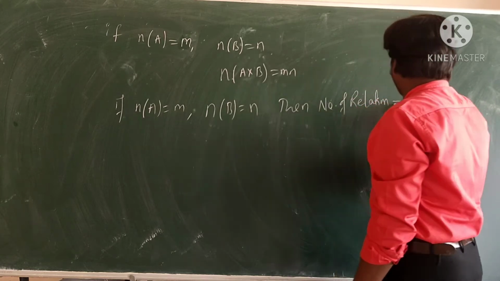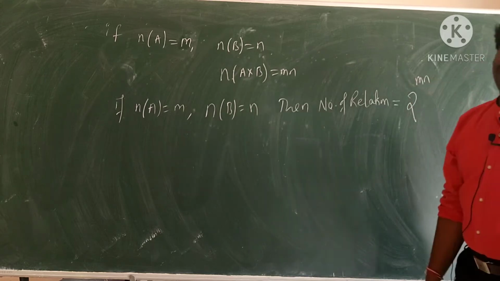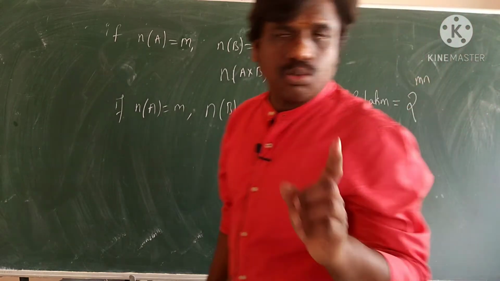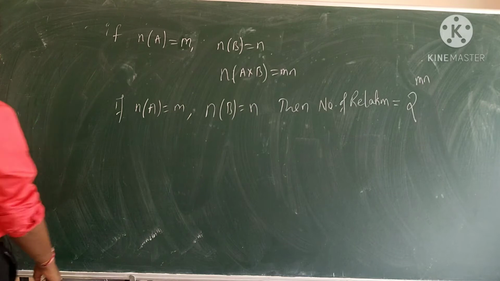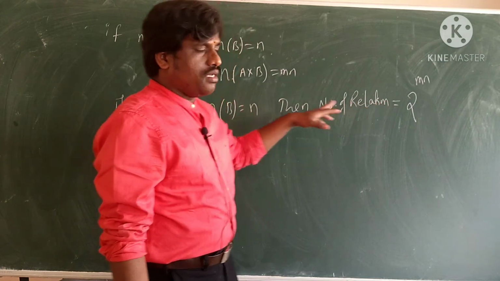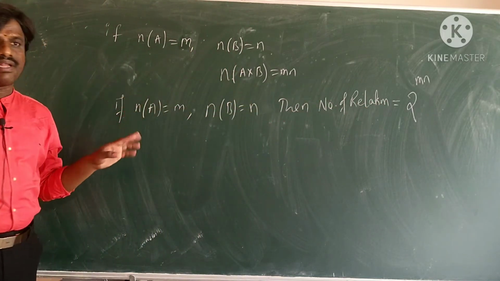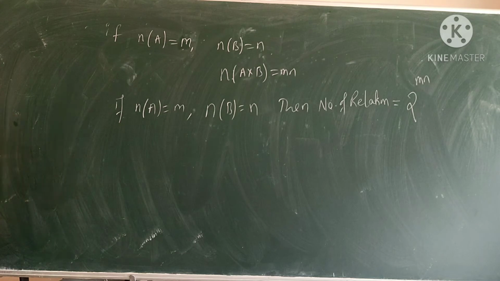If A has m elements and B has n elements, the number of relations is 2 to the power of mn. These are two important formulas. Some textbooks give 2 to the power of mn minus 1, but 2 to the power of mn is right. Minus 1 is only for non-empty relations, where the empty set is not counted as a relation.